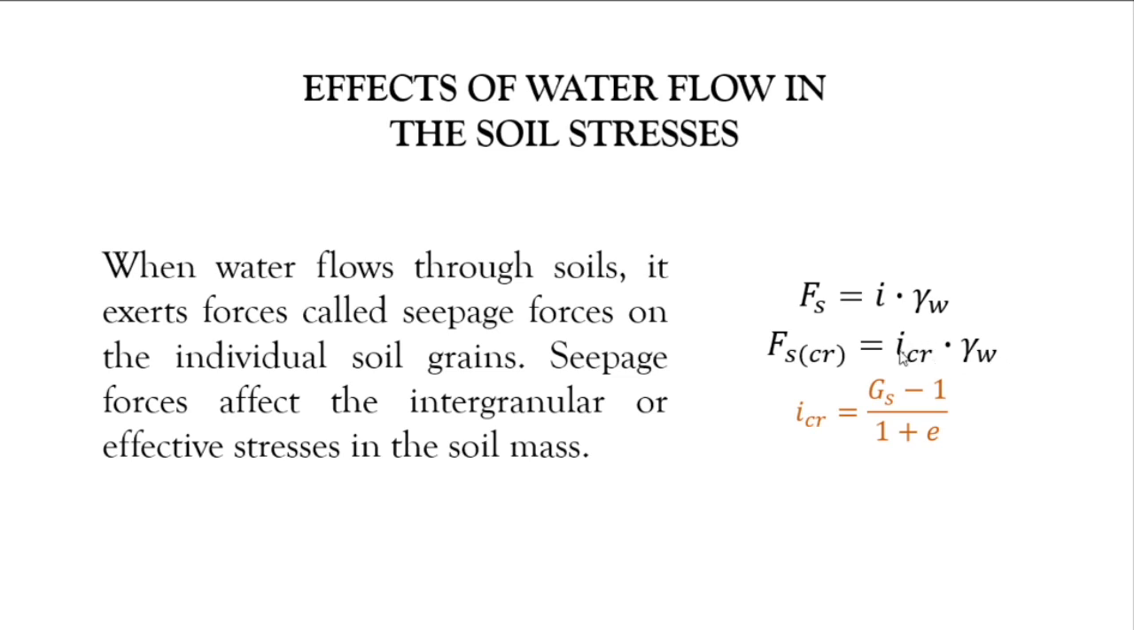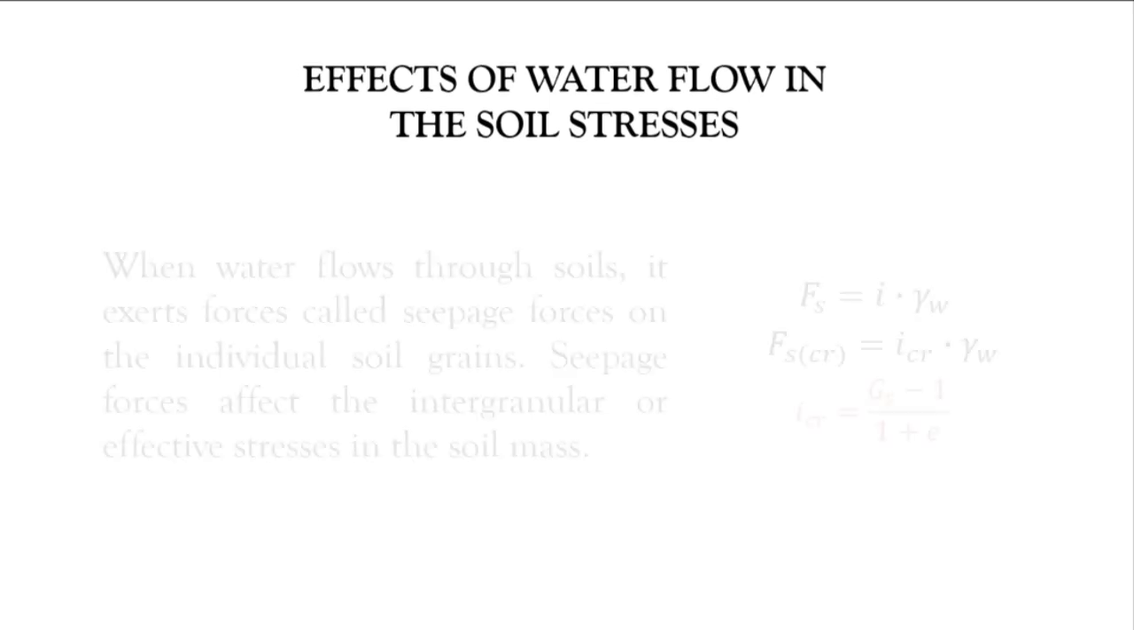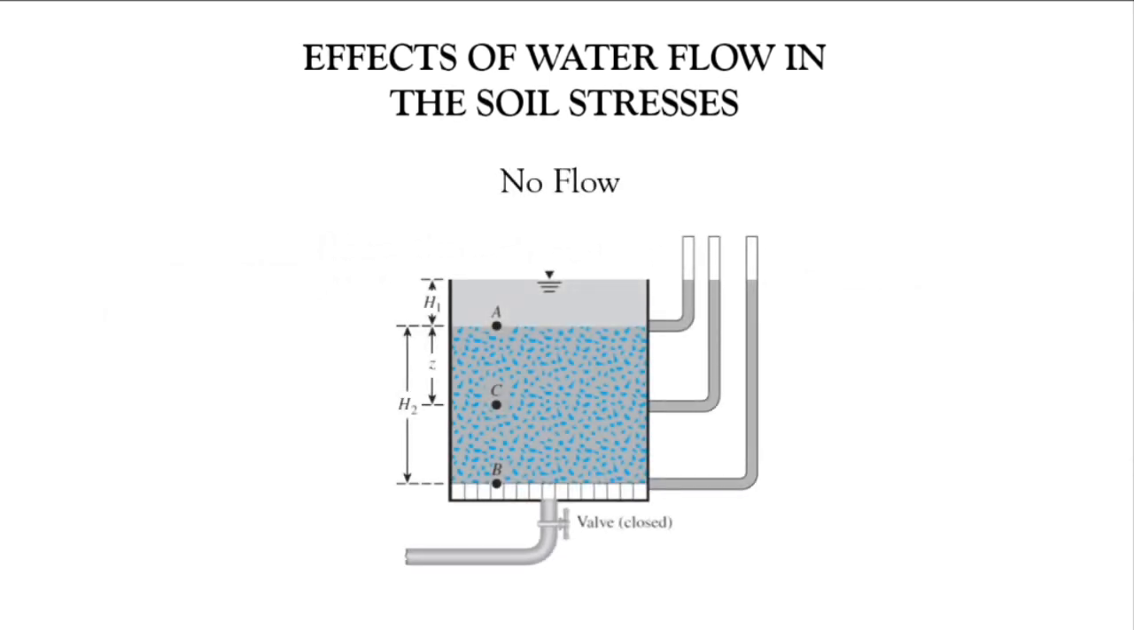Saan ba natin makukuha yung critical hydraulic gradient? Sa formula ng effective unit weight. Kasi sa effective unit weight, nakalagay itong Gs minus 1 over 1 plus e. So, pwede mong gamitin yon to calculate the critical hydraulic gradient. So, ito yung formula na gagamitin natin para sa seepage force. Okay, so, ayan. Ito yung una nating gagawin. Since kailangan nating makompare yung effect ng upward flow at downward flow, kailangan muna natin syempre i-analyze yung no flow.